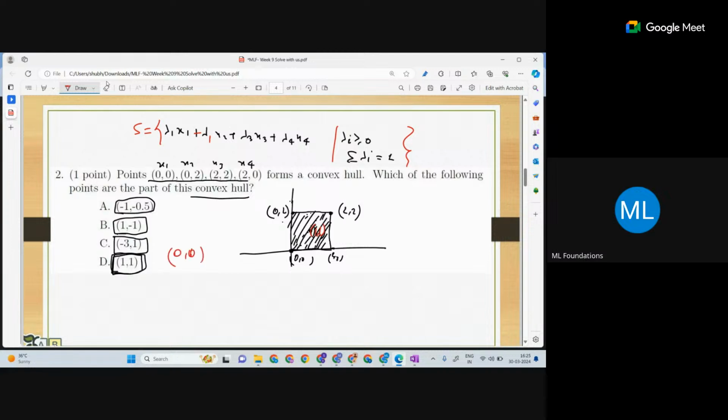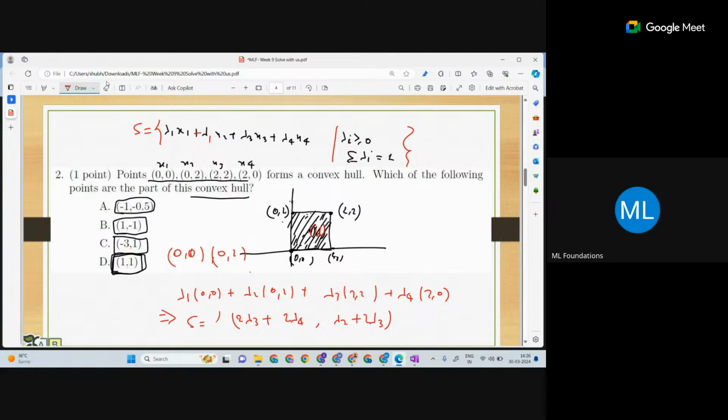We have (0, 0), (0, 2), (2, 2), and (2, 0). So if you assume lambda1 times (0, 0) plus lambda2 times (0, 2) plus lambda3 times (2, 2) plus lambda4 times (2, 0). If we try to solve, lambda1 is going to be 0 here. The first coordinate is going to be 2 times lambda3 plus 2 times lambda4, and the second coordinate is going to be 2 times lambda2 plus 2 times lambda3.